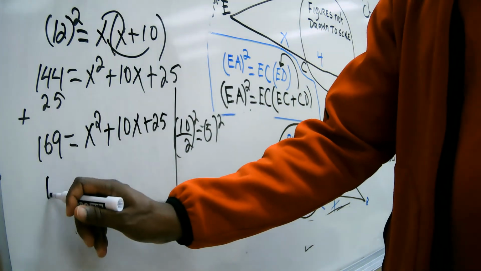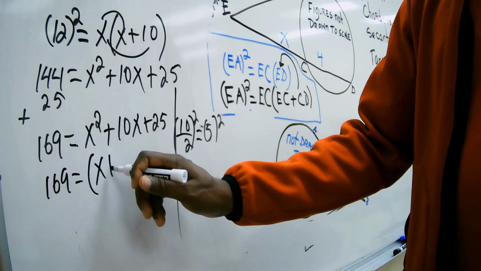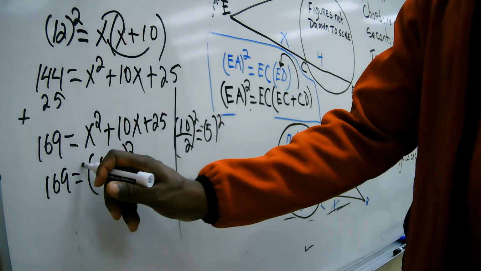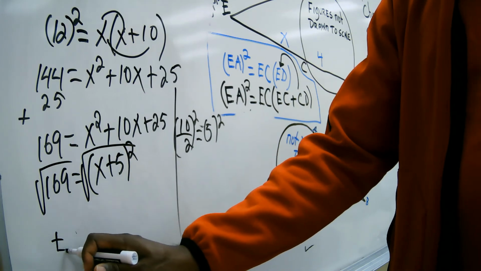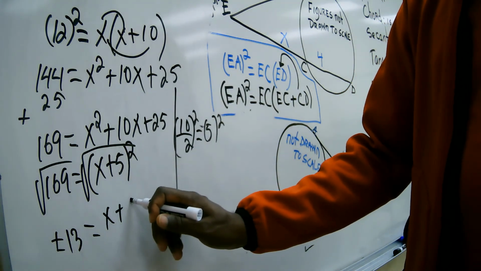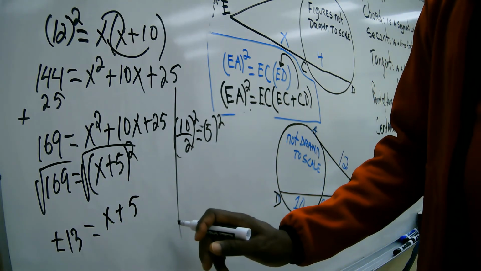Then you will have 169, write it as a binomial, that will be 5 squared. Then you have to take the square root of each side, and you will have plus or minus 13 is equal to x plus 5. In order to solve for x, you will have to subtract 5 from each side.